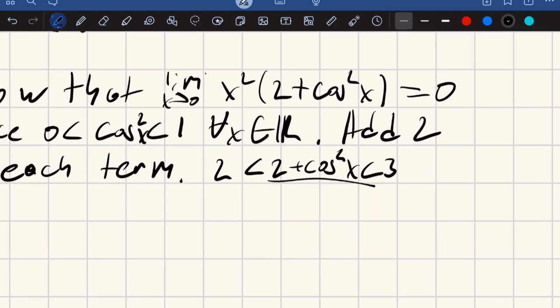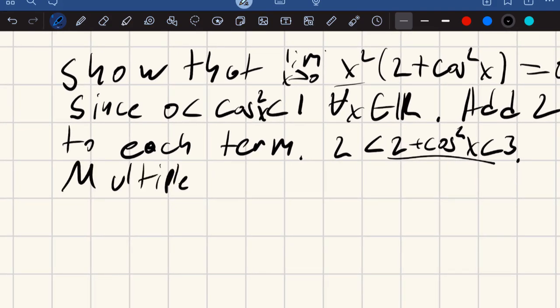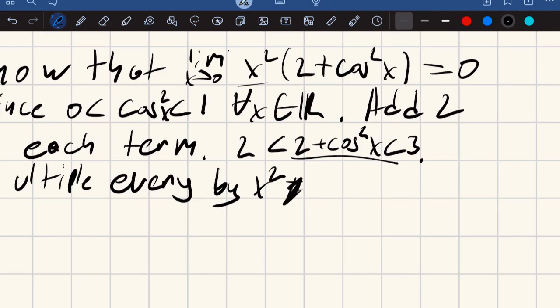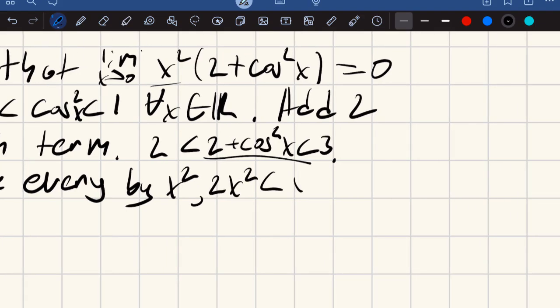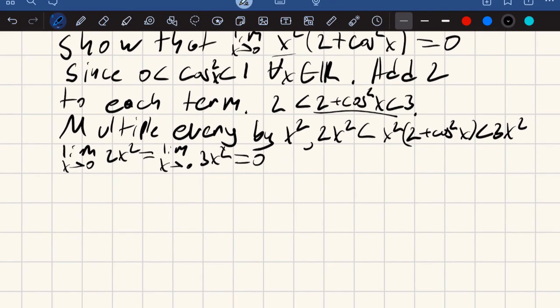And the only thing we're missing is our x squared. So now we multiply everything by x squared, and we get 2x squared less than x squared times 2 plus cosine squared x, less than 3x squared. Now we take the limit of our outside functions, and we get the limit as x approaches 0 of 2x squared equals the limit as x approaches 0 of 3x squared equals 0. Now since we have our inequality and our limit, we can use the squeeze theorem.